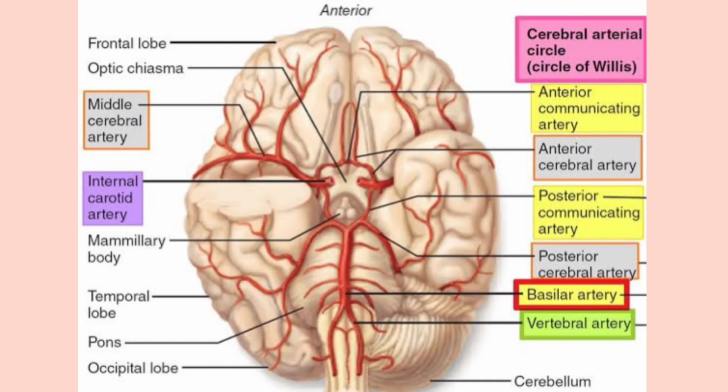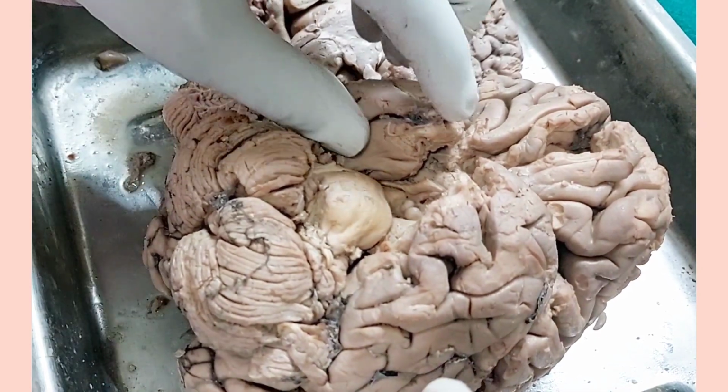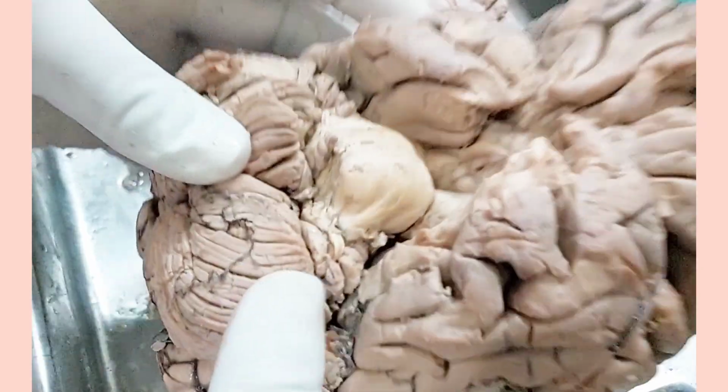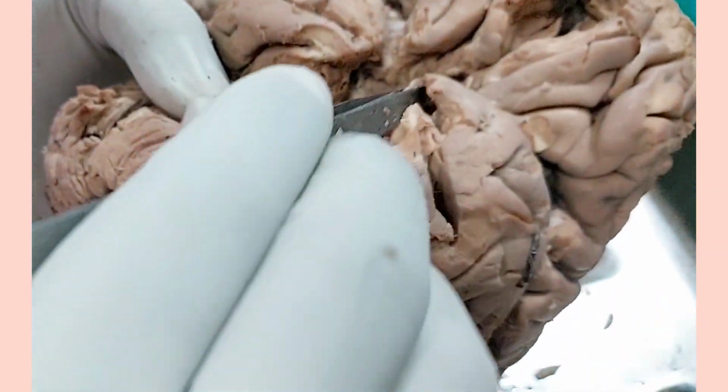So here you will get the interpeduncular fossa, and around this fossa the circle of Willis is present. I will show you in the specimen the position of the arterial circle, or circle of Willis. Let's see the specimen. In this specimen, I will show you the position of the circle of Willis. The circle of Willis is situated here.